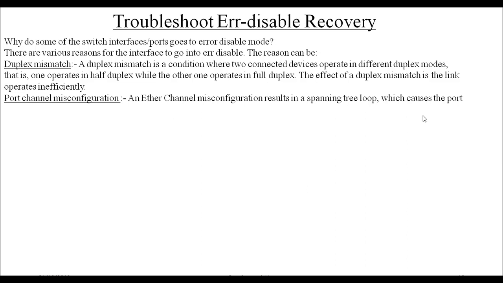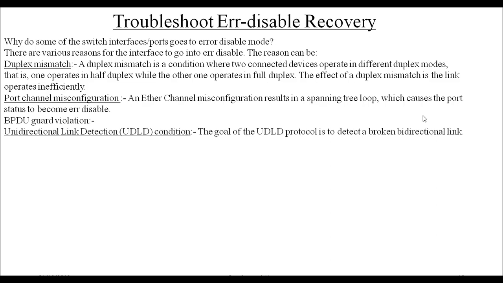Troubleshoot error disable recovery. Why do some of the switch interfaces or ports go to error disable mode? There are various reasons for an interface to go into error disable mode. The reasons can be duplex mismatch. A duplex mismatch is a condition where two connected devices operate in different duplex modes, that is, one device operates in half duplex mode while the other operates in full duplex. The effect is that the link operates inefficiently. Port channel misconfiguration: an EtherChannel misconfiguration results in a spanning tree loop, which causes the port status to become error disable. BPDU guard violation. Unidirectional link detection condition.